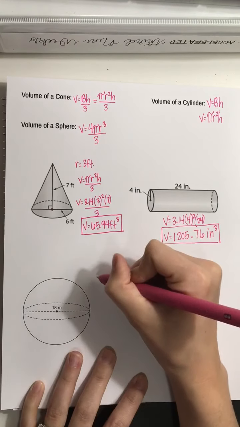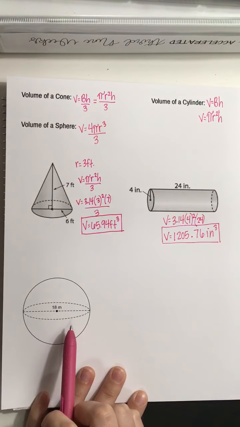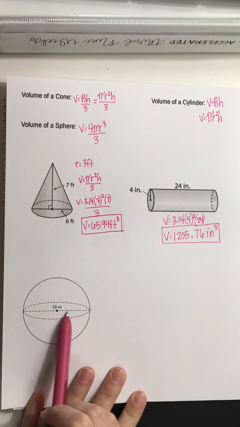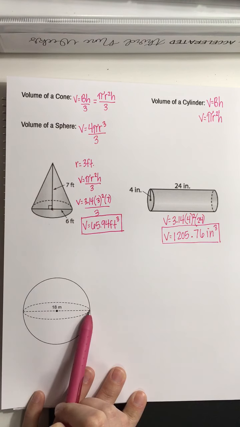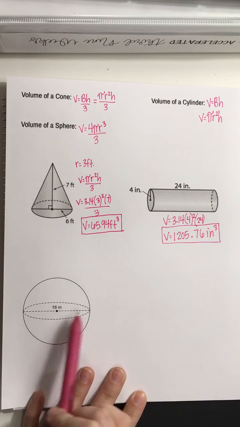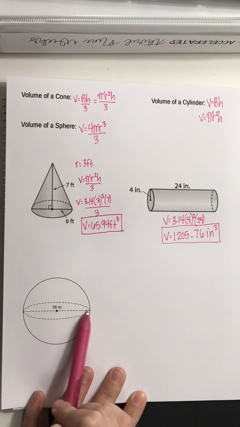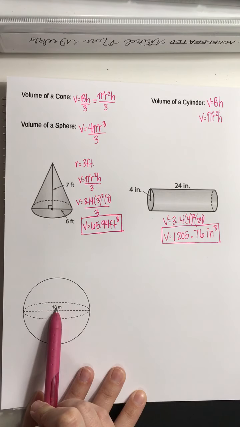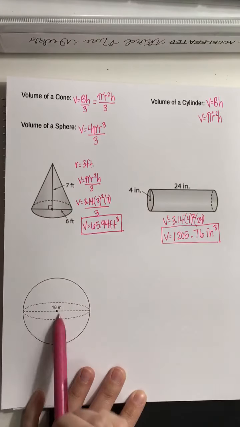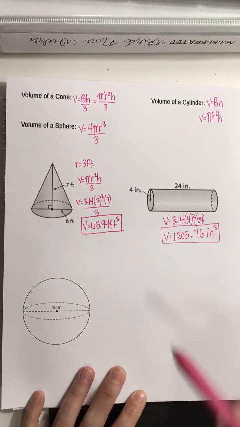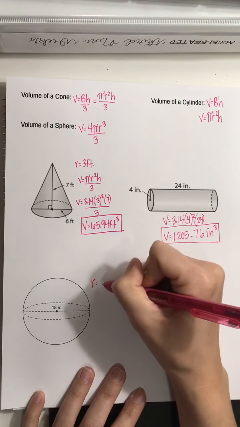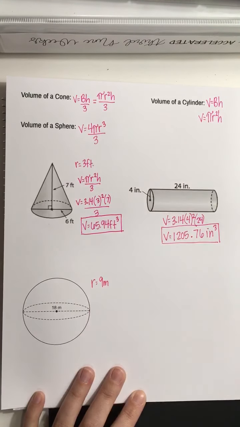So let's go ahead and look at our shape, look at our sphere. Look at the 18 meters right here. It goes from one edge of the circle to the other edge of the circle. So that is not the radius, that is the diameter that they're giving us. So we are not going to use 18 in our formula because our formula needs radius. This is the diameter, so in order to find the radius, we need to divide 18 by 2. So 18 divided by 2 is 9. So the radius that we're going to be using in this formula is 9 meters.